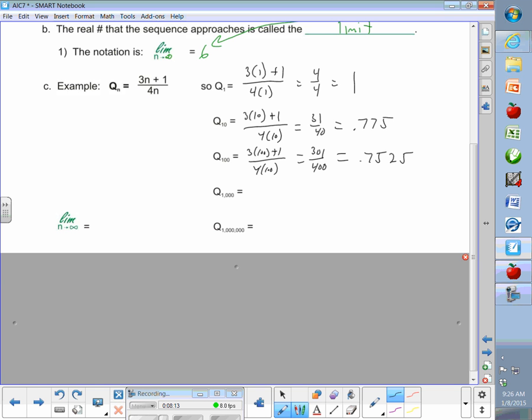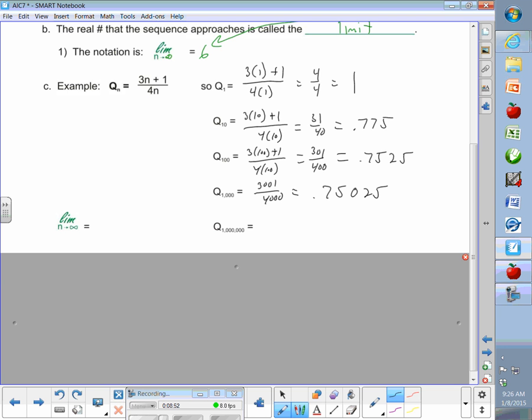All right, let's go 1,000. And you see, I'm just getting bigger, right? I'm heading to infinity. And you don't even have to do all of these. I'm just trying to get you an idea of what's happening with the sequence. Can you almost tell the fraction already? 3,001 over 4,000. Somebody punch that in. Justin, what do you got? 0.75025. Okay. Are we beginning to get a read on what's going on?